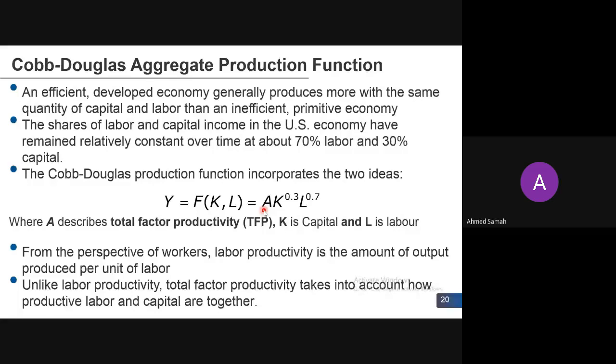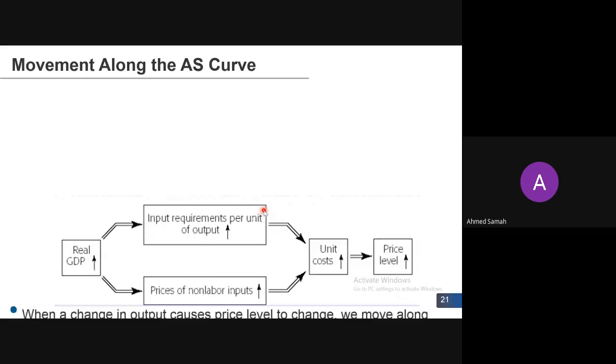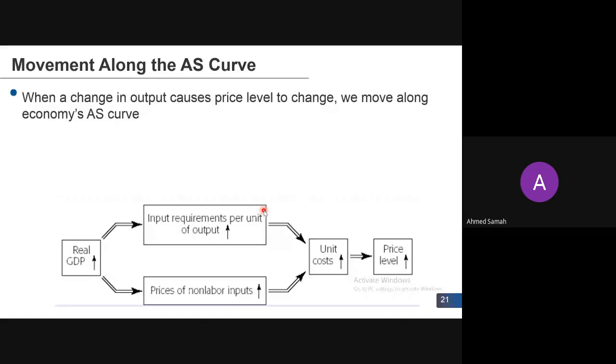Movement along the aggregate supply curve is when a change in output causes the price level to change. We move along the economy's aggregate supply curve. One thing to remember here is that the price level change which causes a movement along aggregate supply is coming from a change in total output. That means there will be a change in aggregate demand.